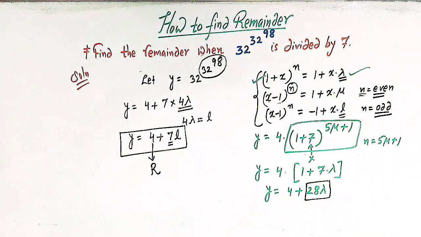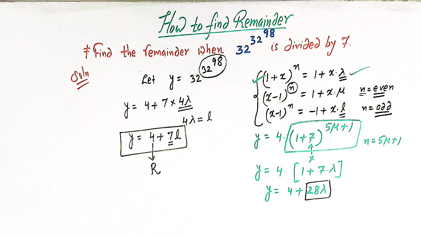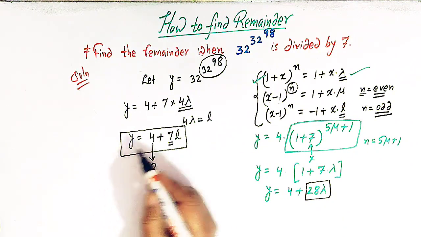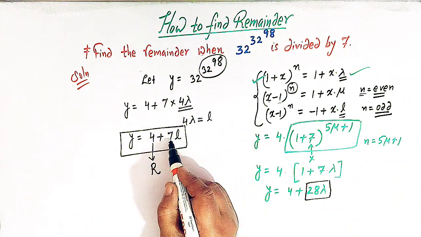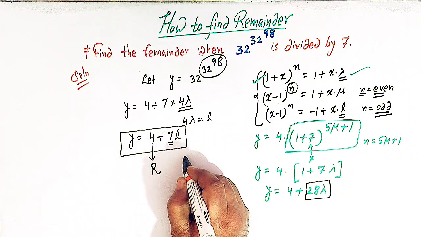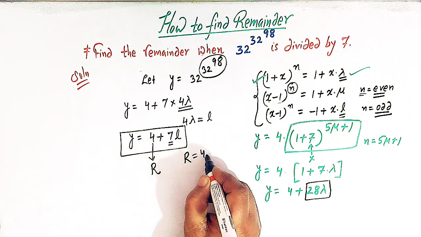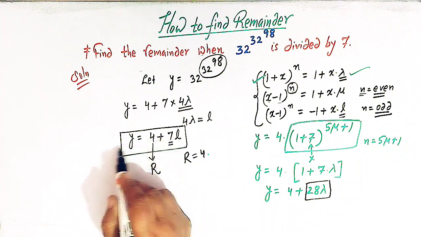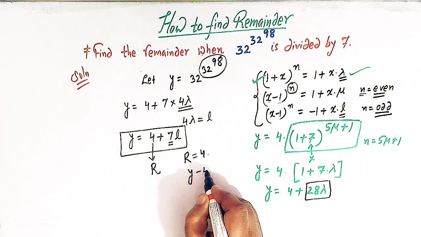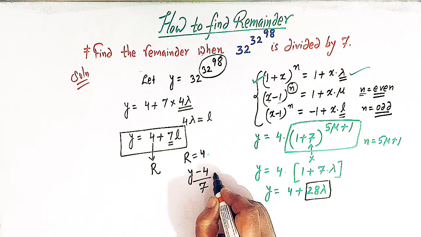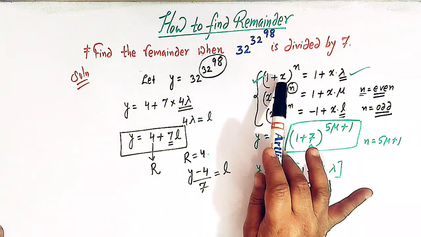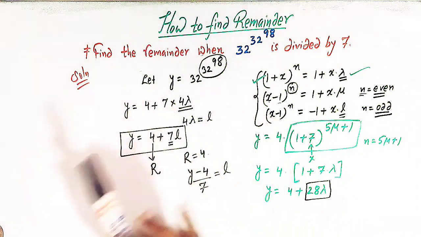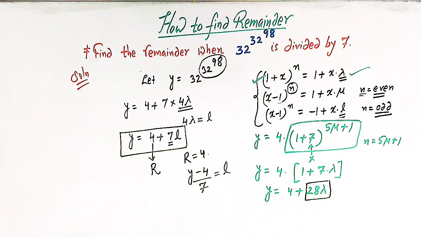So now we conclude that this number y, which is 32 raised to 98, is divided by 7, then our remainder is 4, right? We can also write this expression as y minus 4 over 7 is equal to L, right? So this is how, by making use of these results, we can solve these kind of problems very easily.